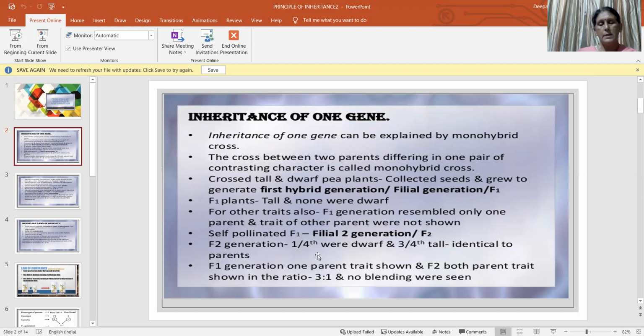So here we found that in the F1 generation all plants are tall, but when F1 offspring are self-pollinated, in the F2 generation they are produced in the ratio 3:1. Here 3 are tall and 1 is dwarf.